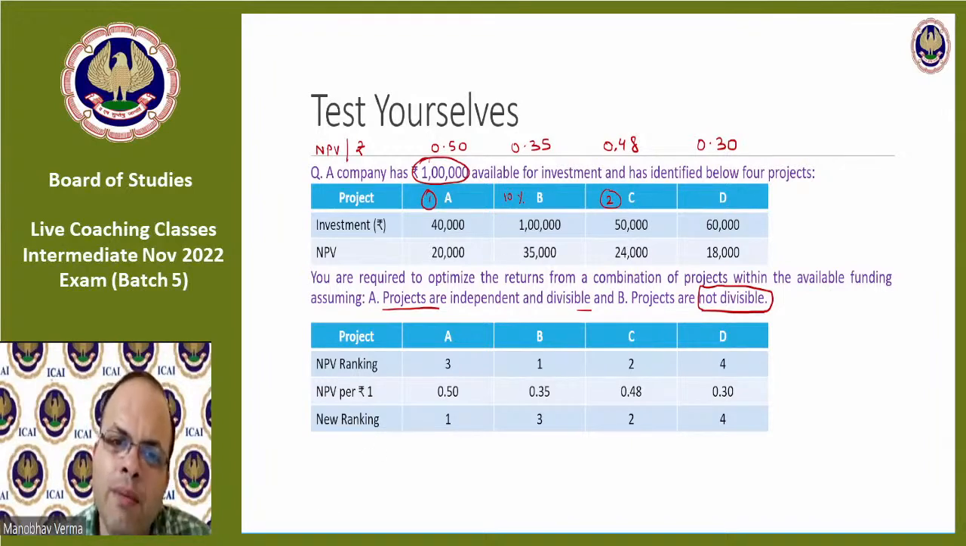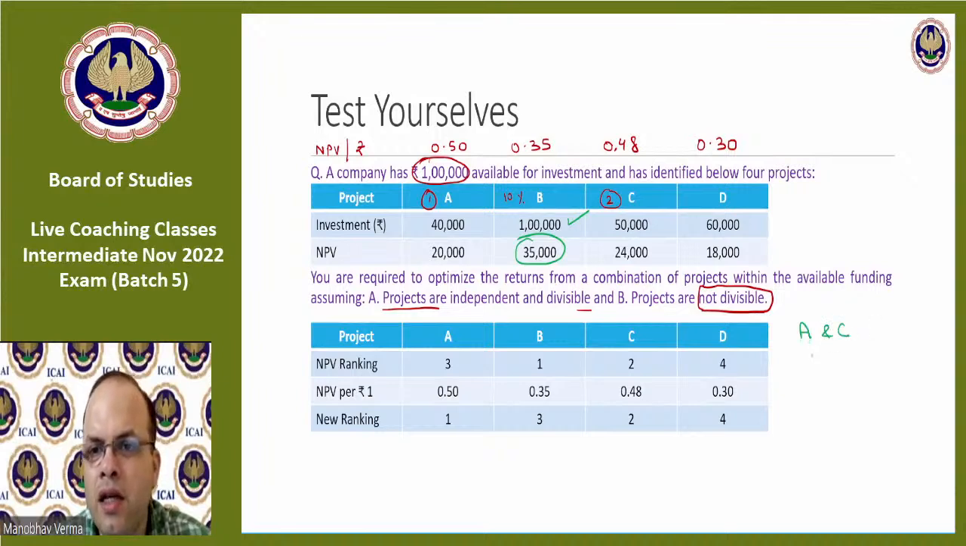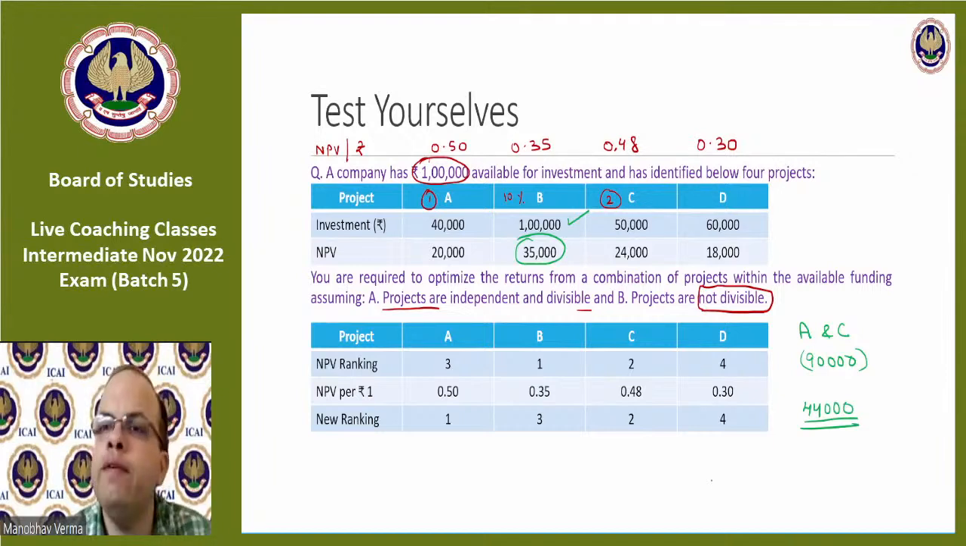If I only select the number 1 NPV, that is project B, I get an NPV of 35,000. My entire 1 lakh is gone. But guys, I want you to think calmly. Don't you think if I go with project A and C, I'm investing 90,000, but my NPV is 44? So basically, we are not going with the best number 1 NPV, but we are going with 2 and 3. Are you getting me, guys?